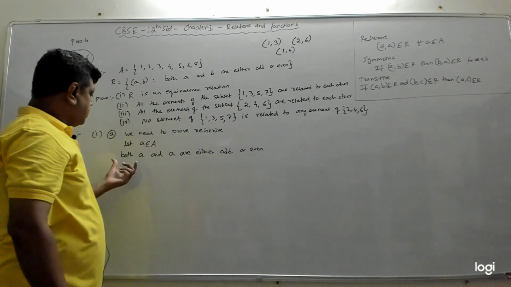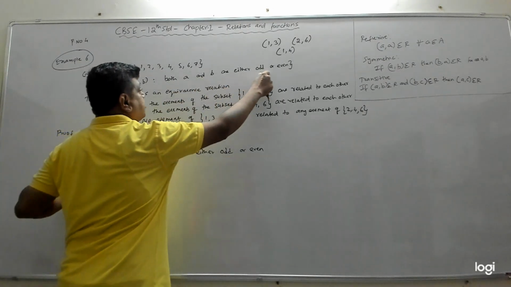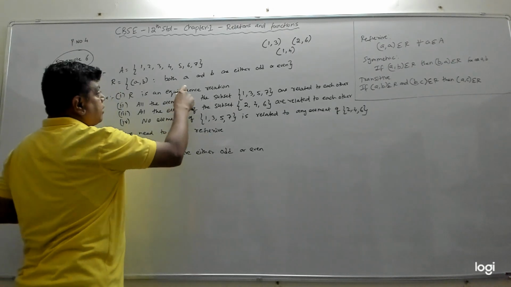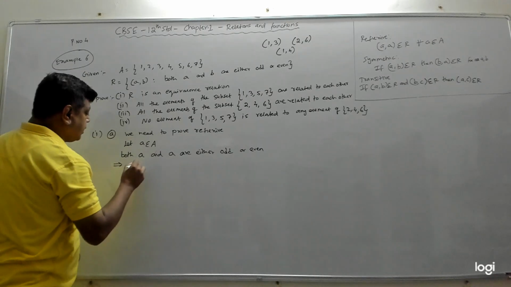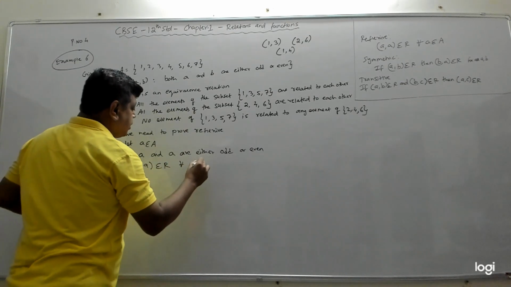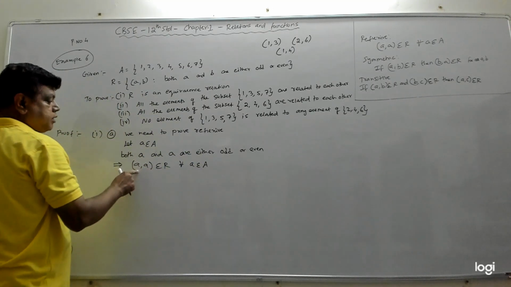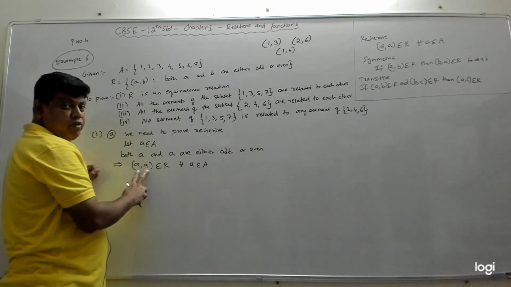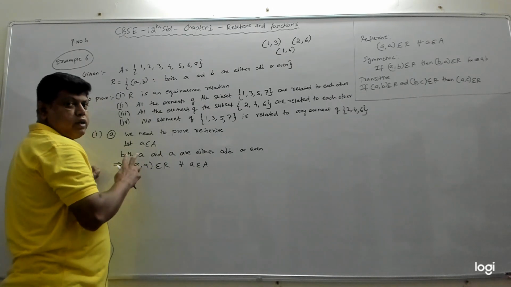So both a and a are either odd or even, which means it satisfies this condition. Here it is both a and a, which means (a, a) will be in R. So this implies (a, a) will belong to R for every a belonging to A. So we have proved that (a, a) is in R because these two elements are related if and only if both are odd or both are even.